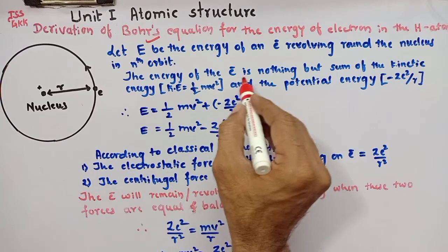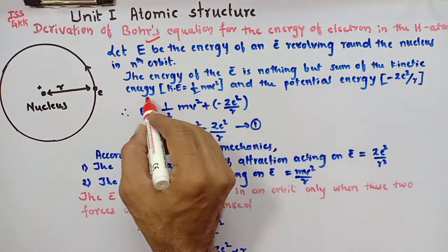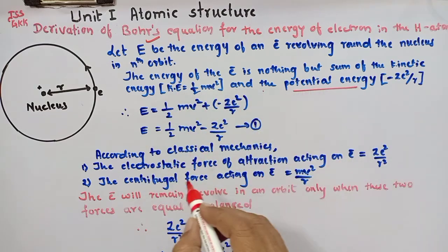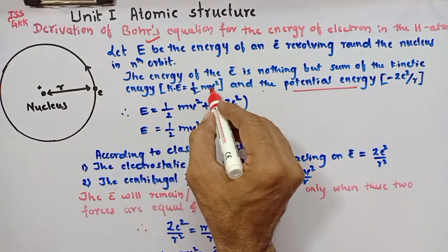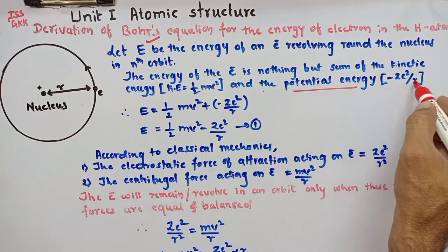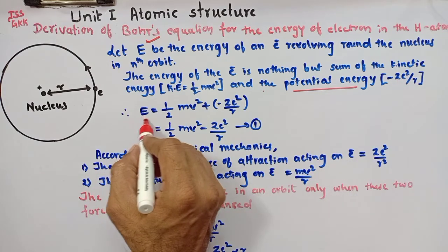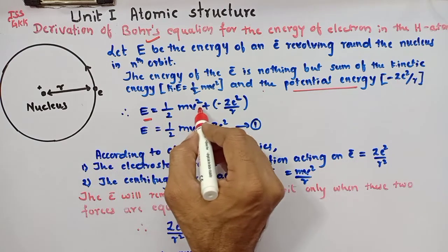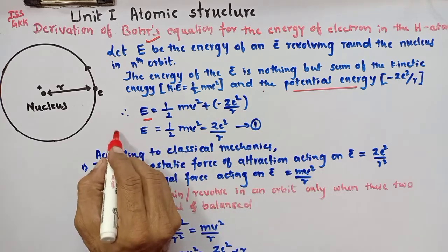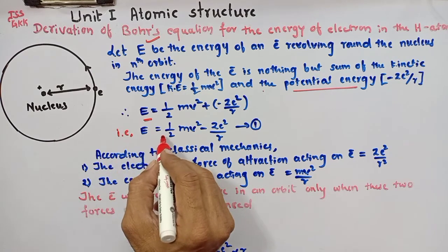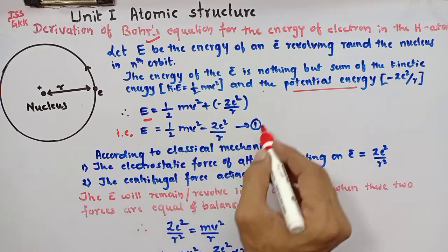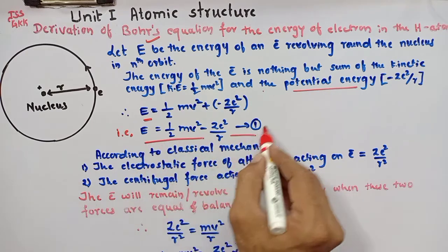Now, the energy of the electron is nothing but the sum of the kinetic energy and potential energy. Kinetic energy is equal to 1 by 2 mv square, where m is the mass and v is the velocity of the electron, and potential energy is minus Ze square divided by r. Therefore, E is equal to 1 by 2 mv square minus Ze square divided by r. Call this equation number 1.